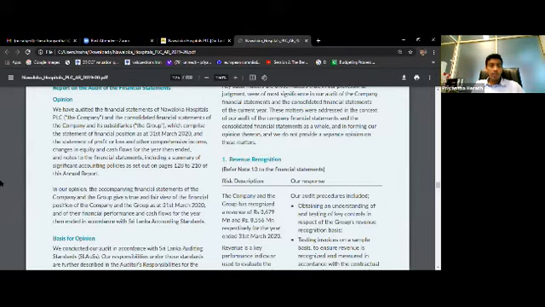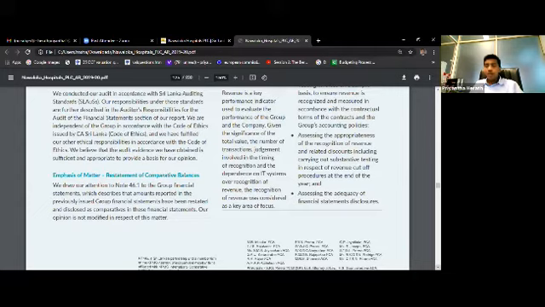And so basis for opinion I'm not going to go through. And so what is this emphasis of matter? Restatement of comparative balances. Right. So they say they restated the last year balances, comparative financial statements. So after completing last year's audit, they changed comparative numbers in this year's financial statements. Right. This year's financial statements. So this is what they emphasize in their auditor's report.